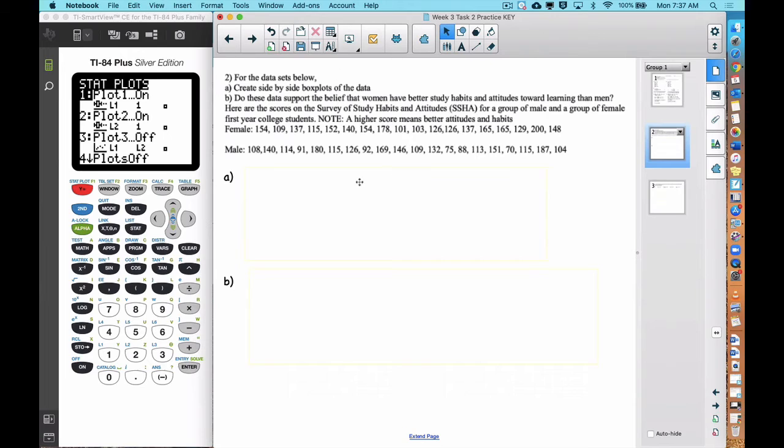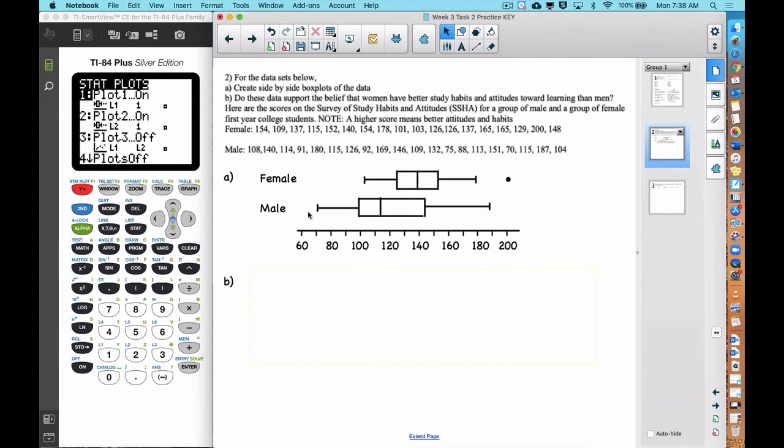If you are going to make side-by-side box plots, we just need to make sure that we go turn on the second plot as well. So you'd want your calculator set up like this with both those data sets put in there. And then when you zoom 9, you should get both of your box plots.